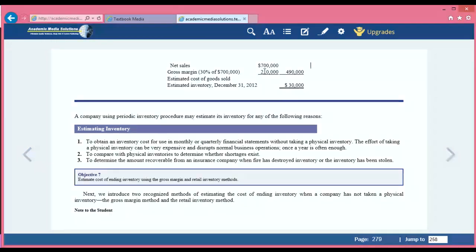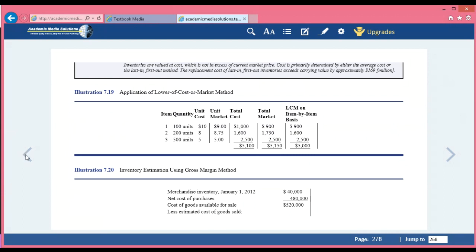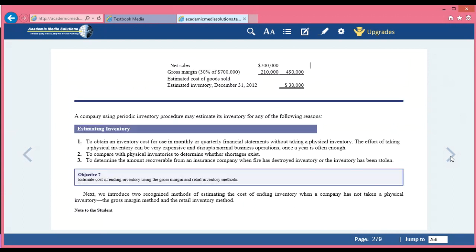70%. No, that's not right. What have they done here? Oh, I know. See, they got the numbers on the other page. Let me go back. Okay, so they've got their cost of goods available for sale is $520. If their gross margin is $490, the difference is $30,000, so that must be your inventory cost. Okay, so that's called the gross profit method.